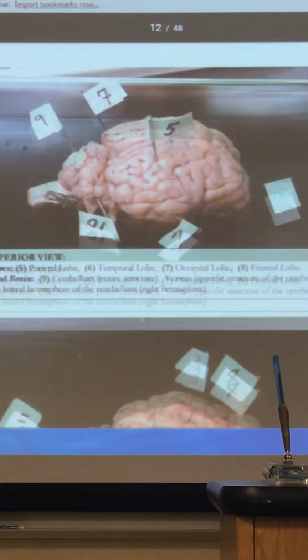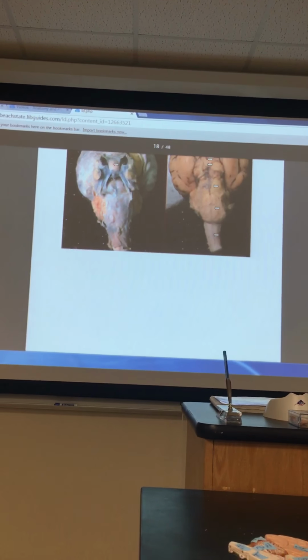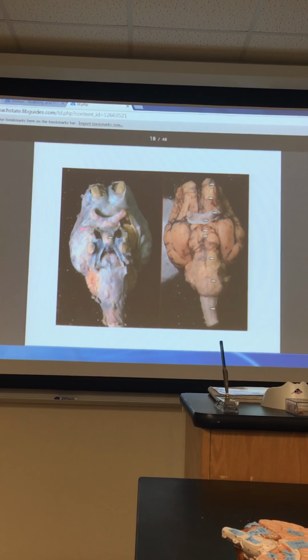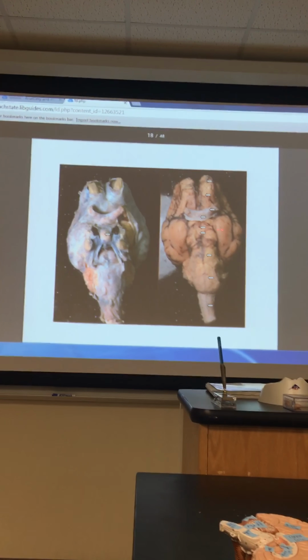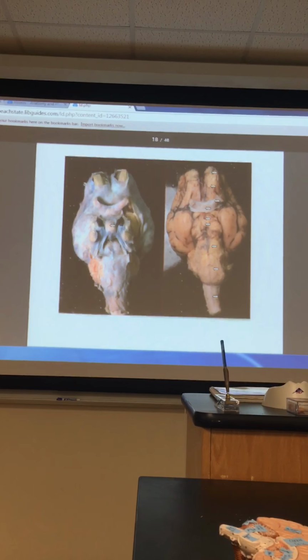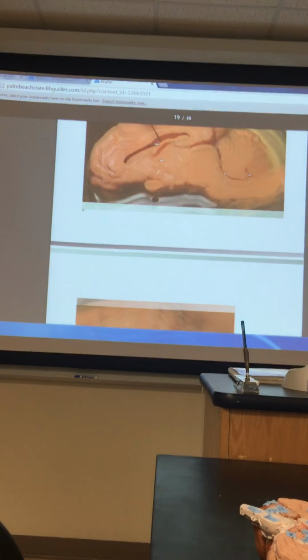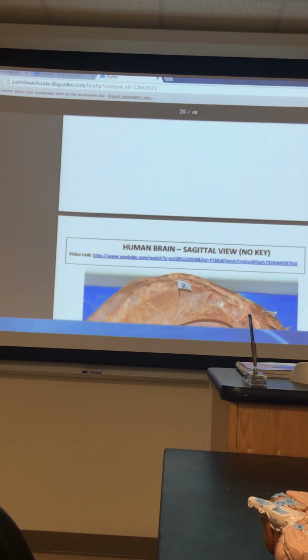And the inferior view, I have done side by side the two pictures, with and without pituitary gland. Can you see that? With and without. So you have more images for you to self-test, different views.